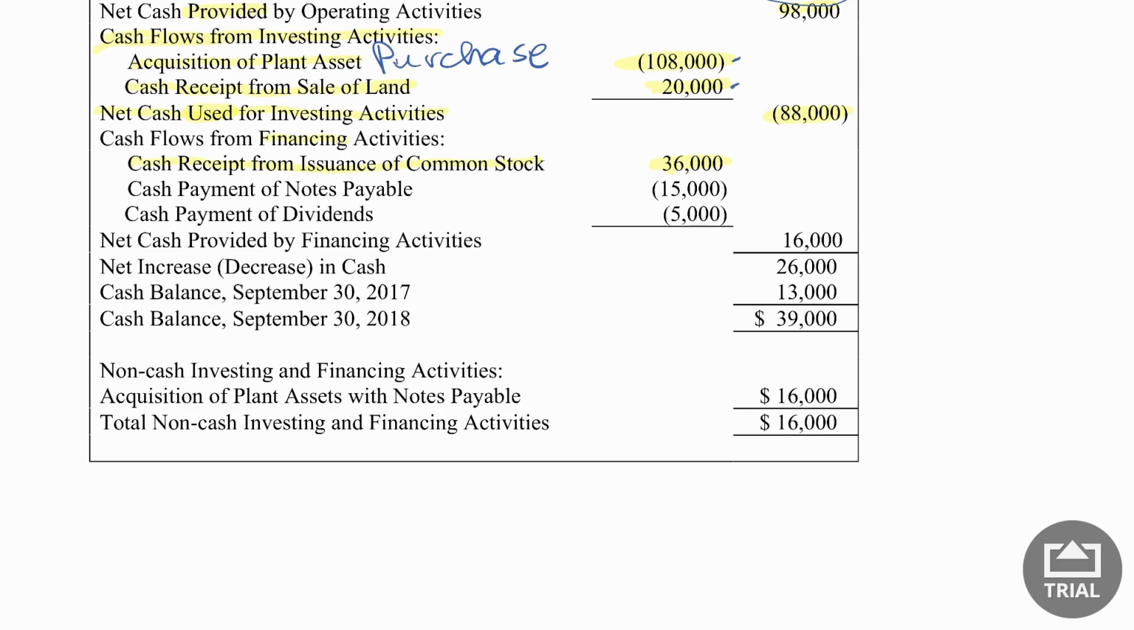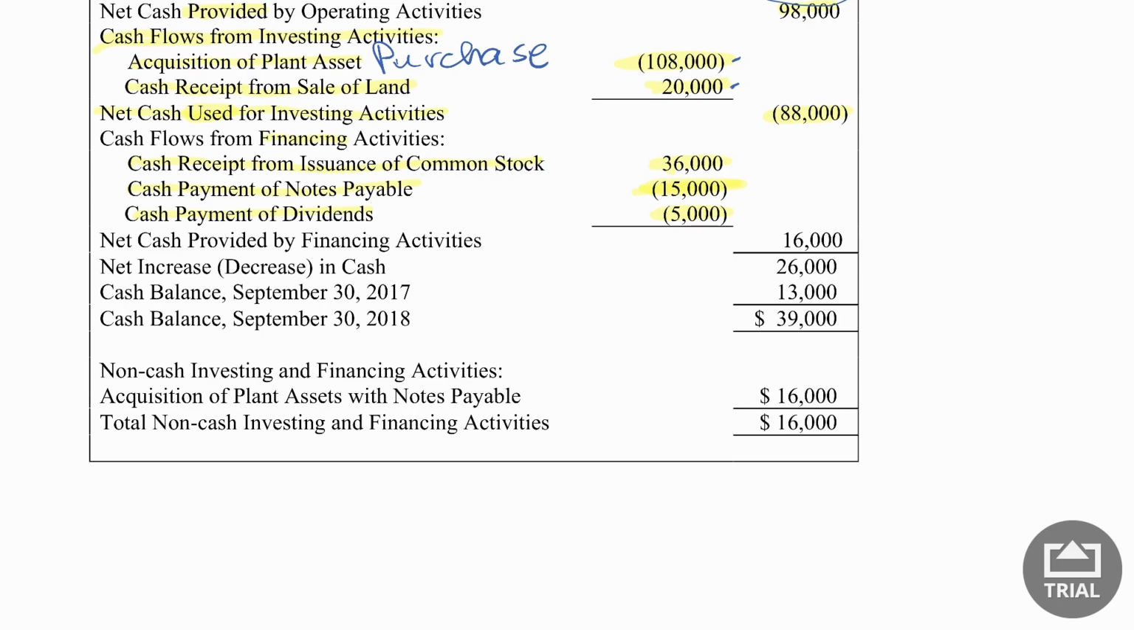If I paid off a note or I've made payments on a note, I am spending money. So that's a negative to my cash. Cash payment of notes payable, negative 15,000. E, the payment of dividends is 5,000. Once again, there's that word paid. If I paid dividends, I spent money. So negative 5,000 for cash payment of dividends.